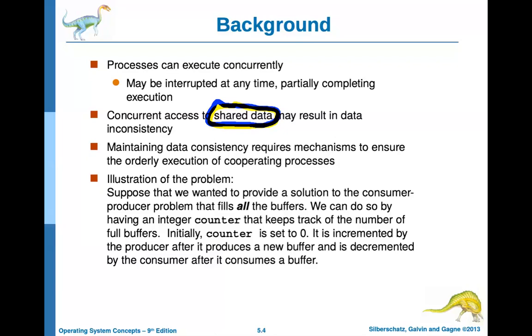Whenever concurrent access is allowed to shared data, there are chances of data inconsistency. Anyway, we are going to see one example on this. So the important part: processes are running concurrently, and if they are sharing data, it may result in data inconsistency. So two important statements.